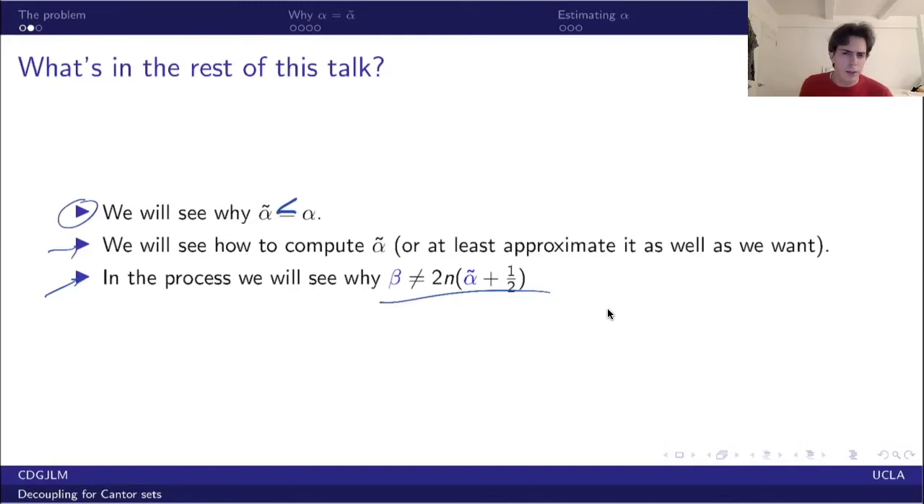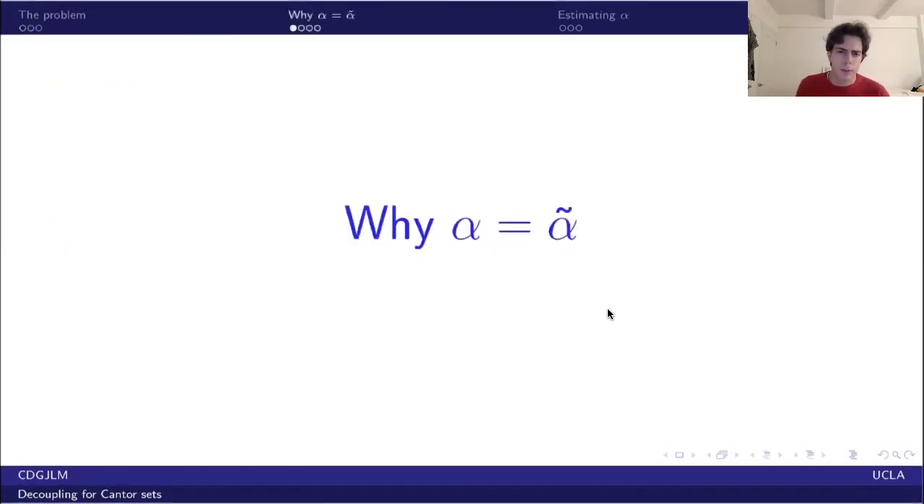Okay, I'm going to start with alpha is smaller than or equal to alpha twiddle. Why is that true?